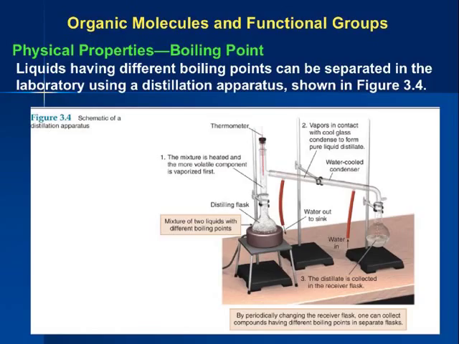You all in lab this semester will be doing boiling points using an apparatus. It won't look exactly like this because you all do microscale. But this is a boiling point apparatus. It allows us to separate molecules based on their boiling point. Where might this be useful? Organic chemists use it all the time to separate one component that's lower boiling than others. We use it to purify liquid compounds.